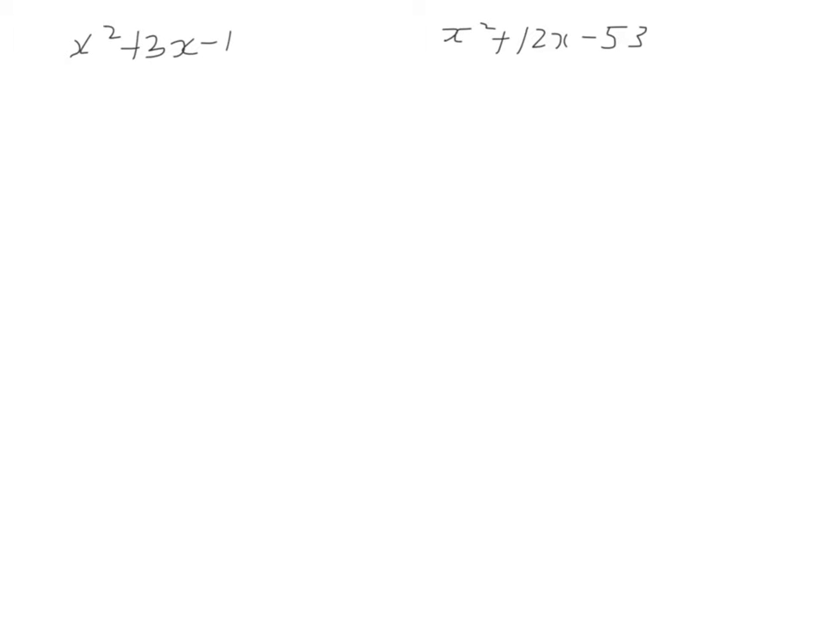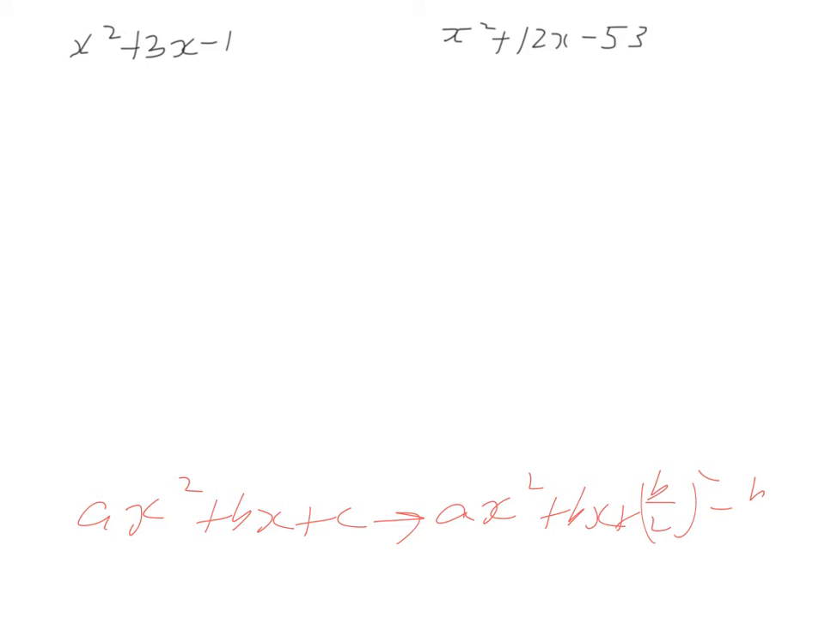So to complete the square, we take our ax squared plus bx plus c, and we rewrite that as ax squared plus bx plus (b over 2) squared minus (b over 2) squared plus c. So what we're doing is adding something and taking that away. But that only works if a is 1. If a is not 1, we've got to take that out as a common factor. We'll have a look at that soon.